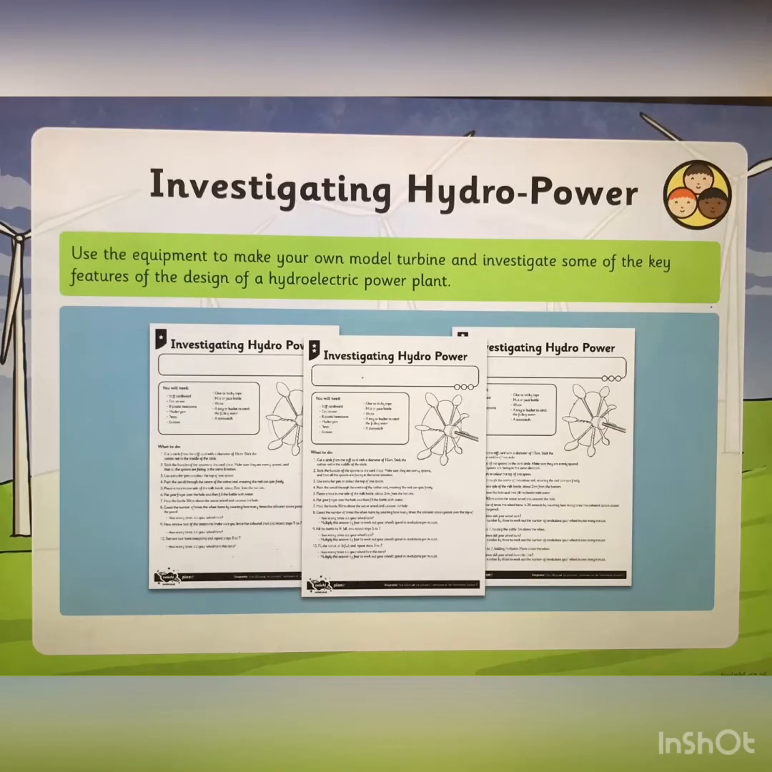Now, in the folder, Mr. Mo has put some optional work that you can do at your house. This is a fun activity if you have all the stuff at home. I know right now it's very difficult to find some of these things. So if you have all of these things, you can go ahead and try to make a hydropower plant in your house. Very fun experiment.